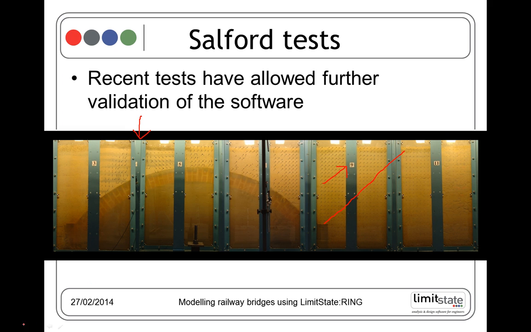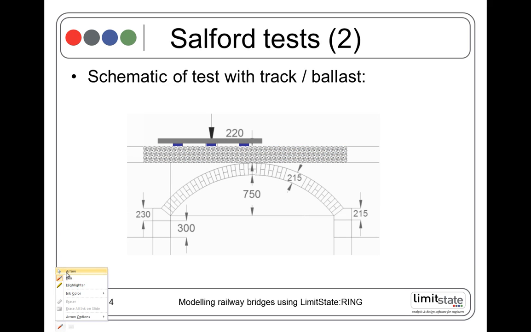The very latest tests carried out at Salford have also included track and ballast. Very, very few tests, to my knowledge, have been carried out on masonry arch bridges with track and ballast, so this was a really nice opportunity to have a look at this. What we did is we used 300 millimeters of ballast above the crown of the arch. This is a 3 meter span arch, 750 rise, 215 millimeters thick. We then had a rail acting on three sleepers. We applied the load from an actuator above the central sleeper, and we basically load tested the structure to collapse.